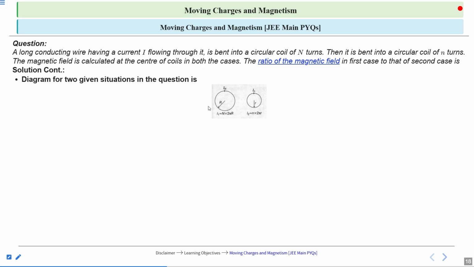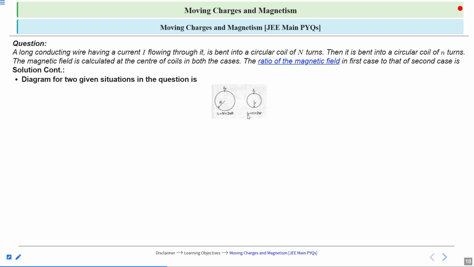The length of the wire in both cases is the same, the long conducting wire we are taking. In the first case, the length of the wire L1 is equal to the number of turns into 2 pi r. What is 2 pi r? The perimeter of one circle, one turn of the coil. There are capital N circular coils, so the perimeter of one circular coil multiplied by N is the total length of the wire L1.